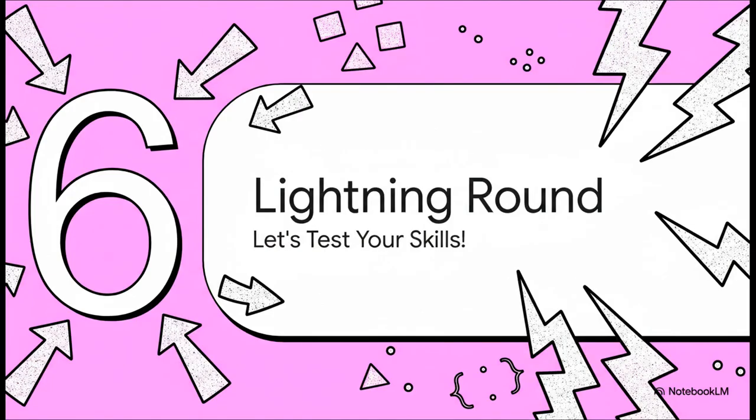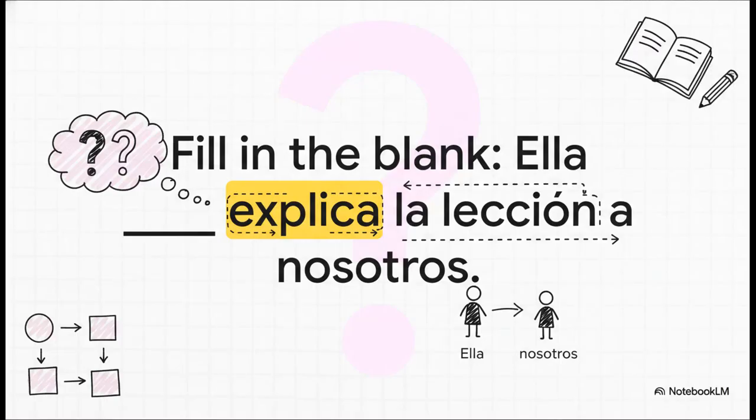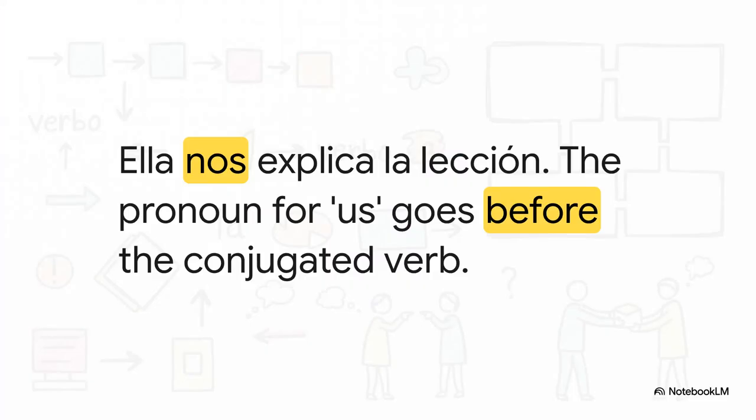All right, you've got the rules, you've got the blueprint. Now let's do a little lightning round practice just to lock it all in and test your new skills. You ready for this? Okay, first one up. Ella, she explains the lesson to us. What pronoun goes in that blank? Take a second. And the answer is nos.